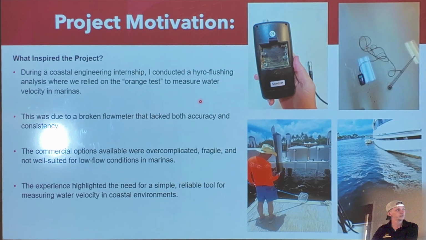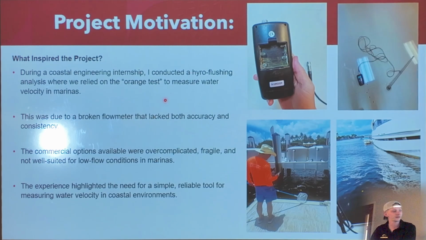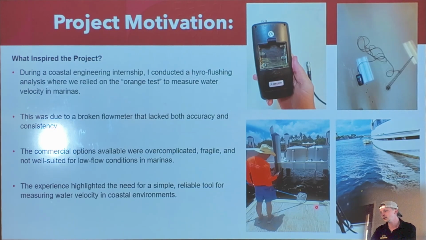This is where we relied on something called the orange test to measure water velocities in marinas. Now, an orange test is simply what it sounds like, where we, as you can see in this photo right here, threw an orange in the water and measured distance over time to get water velocity. Now, this was wildly inaccurate, and this was mainly due to a broken flow meter. So that got me researching.